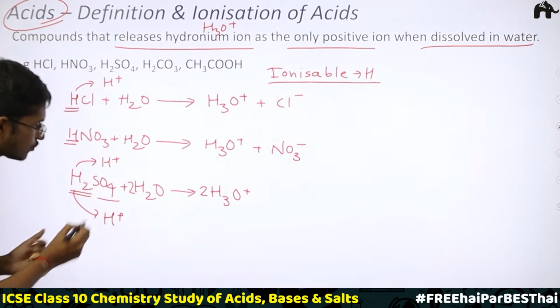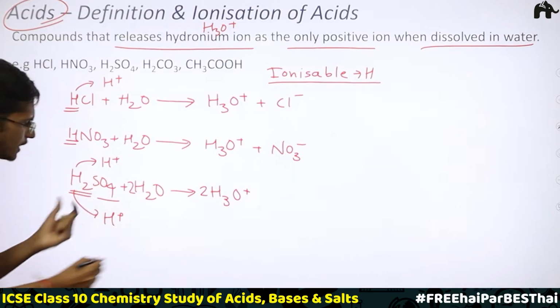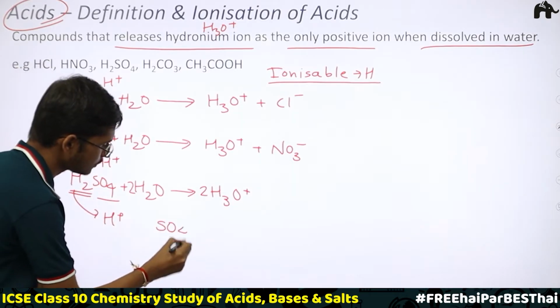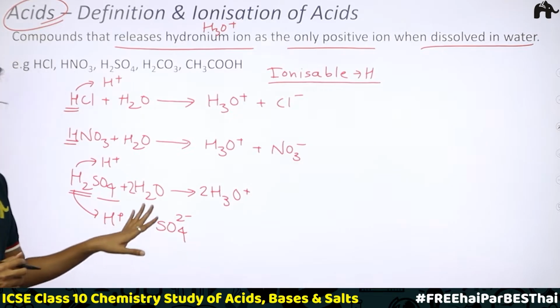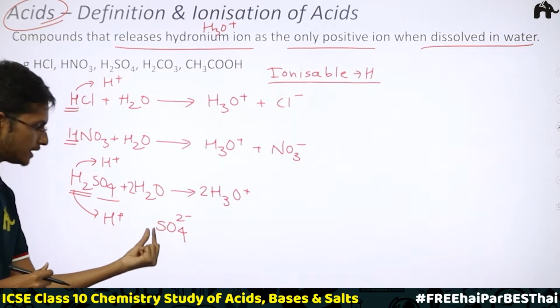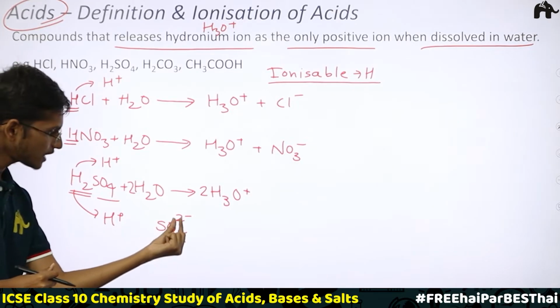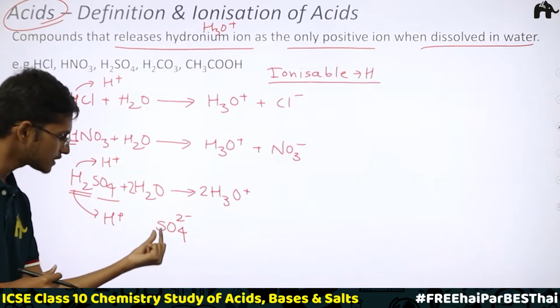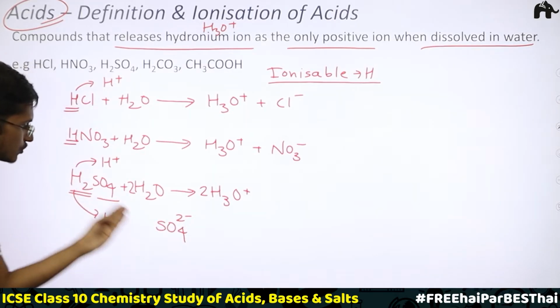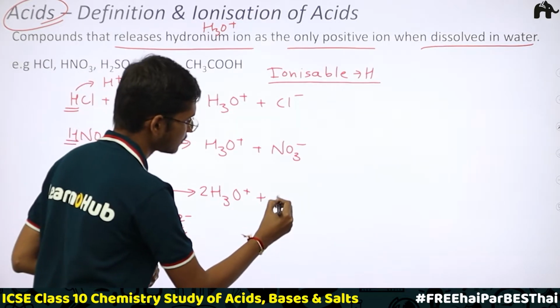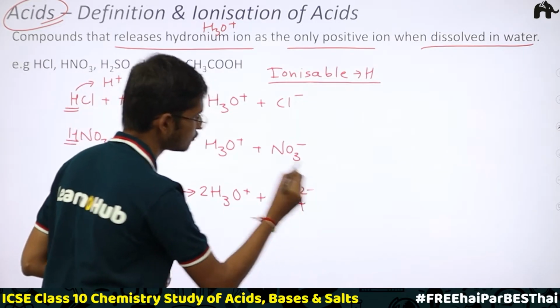See here, SO4. Now we know that SO4 is a polyatomic anion. Poly means many, atoms means atoms, and anion because it has a negative charge, and it has a 2 minus negative charge. So SO4 2 minus is also liberated in water.